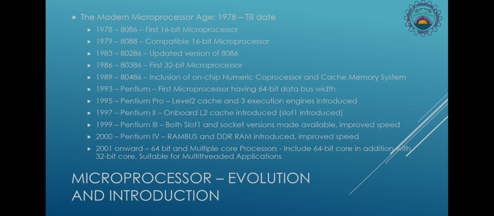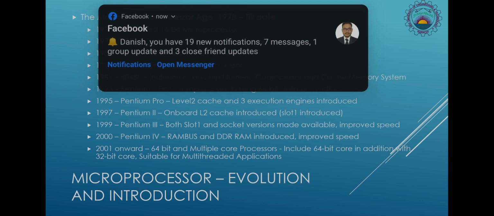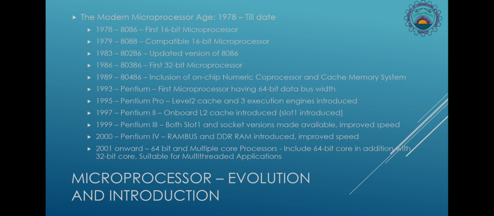Pentium processor was introduced in 1993. Pentium Pro was introduced in 1995. After that, Intel introduced Pentium 2 in 1997. Pentium 3 was introduced in 1999, and the last 32-bit processor, Pentium 4, was introduced in 2000. From 2001 onward, Intel introduced multi-core processors and 64-bit processors.